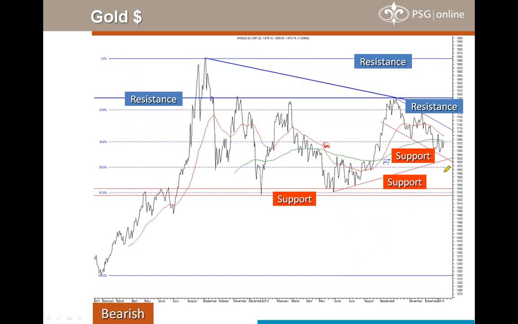Gold. Gold has been in a bit of a bearish trend. We're calling it bearish. It's just below those moving averages. It hasn't really crossed to confirm yet, but it's also trading in a very important down channel. We need to break up above that channel to confirm a bull trend.